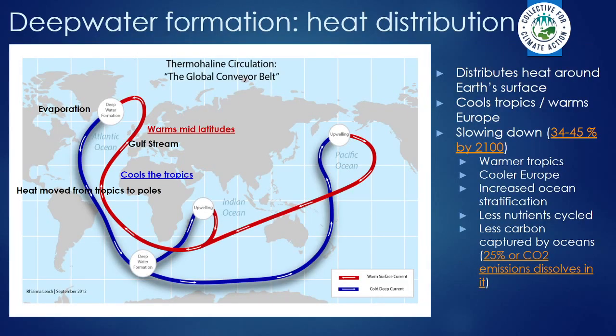So this is what's called deep water formation, and it happens from the circulation of the ocean currents around the Earth. And the Atlantic is really important in this, and that's why the Arctic ice is important, because the warmer the Arctic is, the less of this deep water forms.